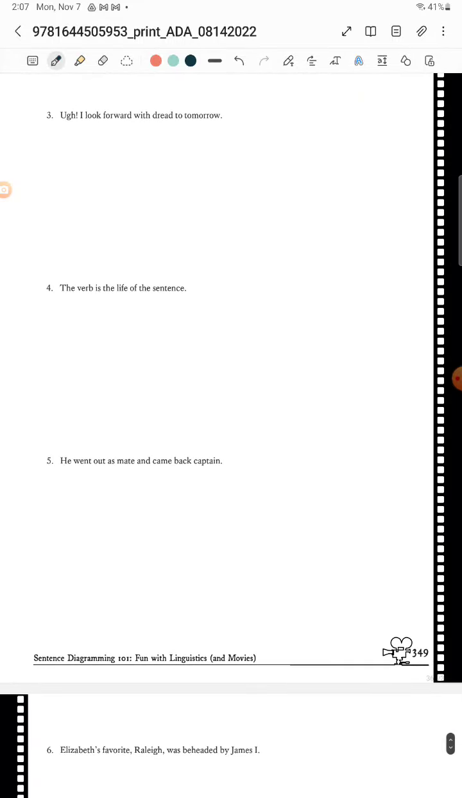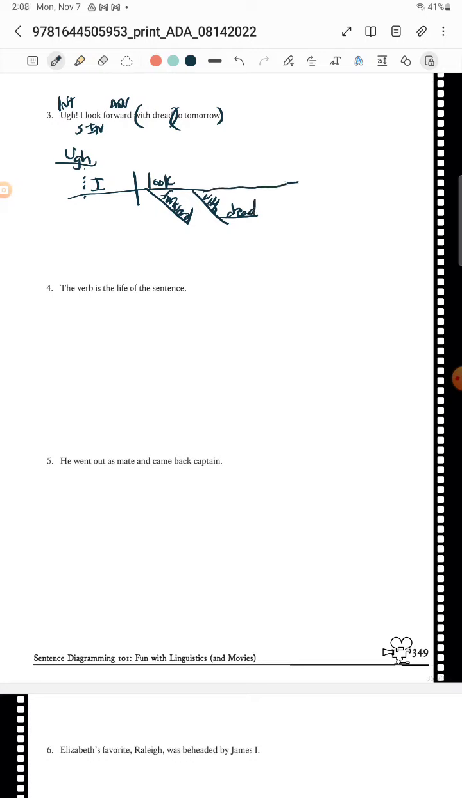Moving on. Oh, we're cheerful. Ugh, I look forward with dread to tomorrow. So these are both prepositional phrases, how and when. This is going to be an interjection, so I look, right? And then forward is where I'm looking, adverbing. So I just have an ugh here, and it's above my I look, so I'll just float it. And then where do I look? I look forward. And then how do I look? I look with dread, adverb again. And then to tomorrow. I look to tomorrow with dread. It's very, very depressing right there.